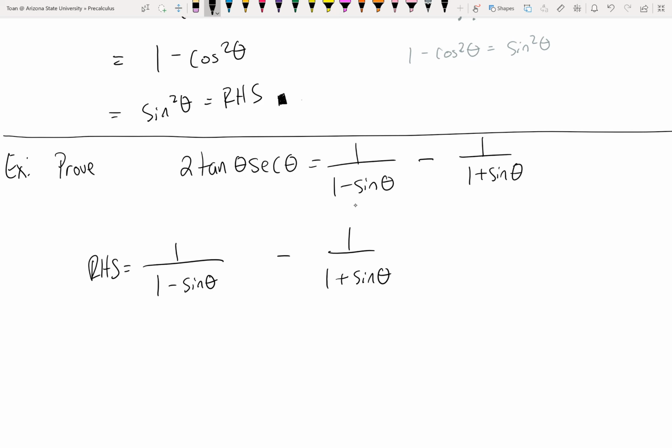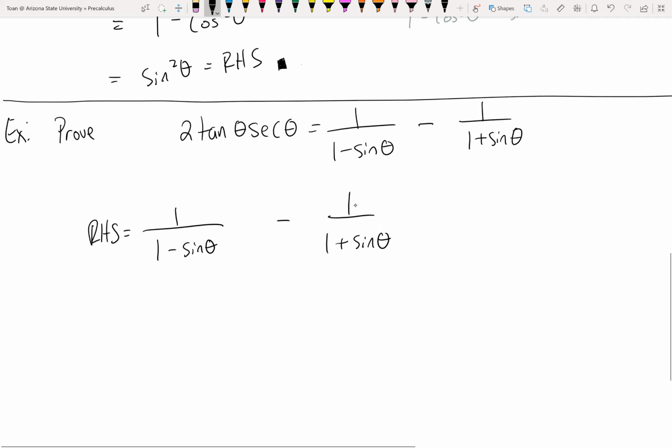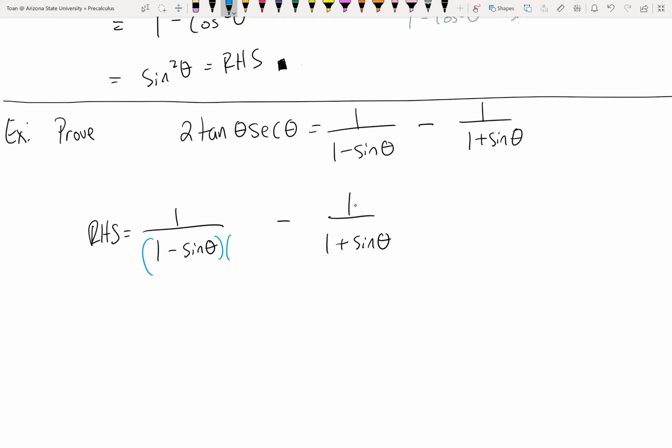LCD, which in this case, that's what we need to do. That's what we talked about. I don't care the fact that we're doing trig. This is regular algebraic expressions. So here I'm subtracting 2 fractions. In order to add and subtract fractions, you need a common denominator. So the common denominator is just each other. So the left fraction needs a 1 plus sine theta. The right needs a 1 minus sine theta.